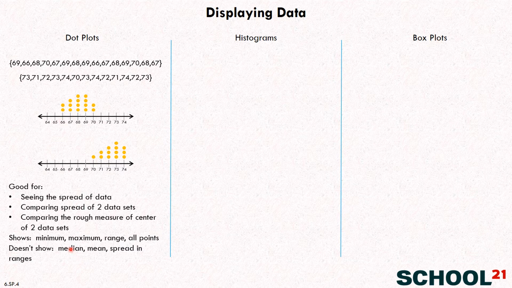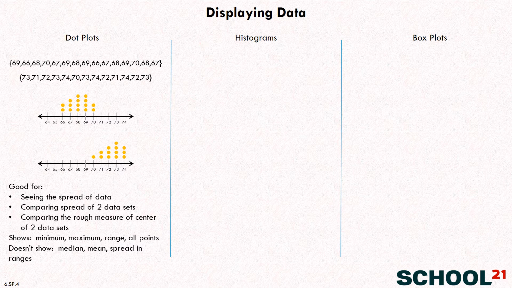What it doesn't show you is the median. You have to calculate that, but you can from all the data points. It doesn't show you the mean. Same thing, you can calculate it. And it doesn't show you the spread in certain ranges, like what we'll look at next, a histogram will do. So a lot of times people will instead use a histogram, but a dot plot is a great way to see all of these things.